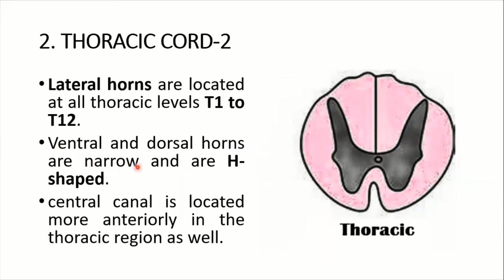Ventral and dorsal horns are narrow. Both dorsal and ventral horns are narrow and typically H-shaped. This is typically a butterfly shape. The central canal is located more anteriorly in the thoracic region as well.